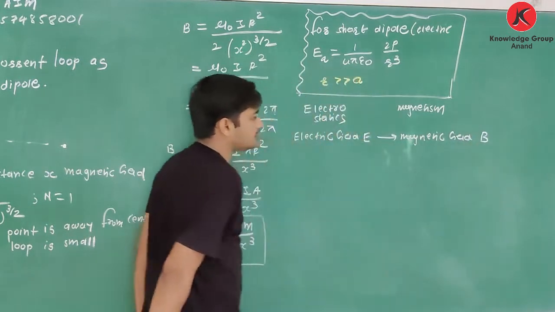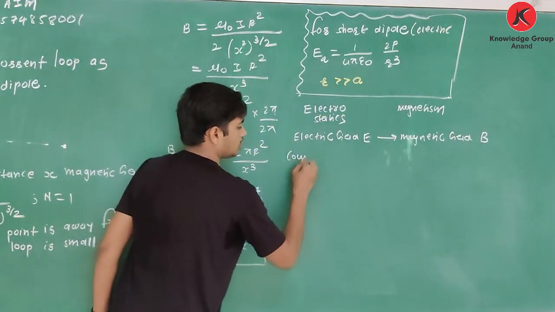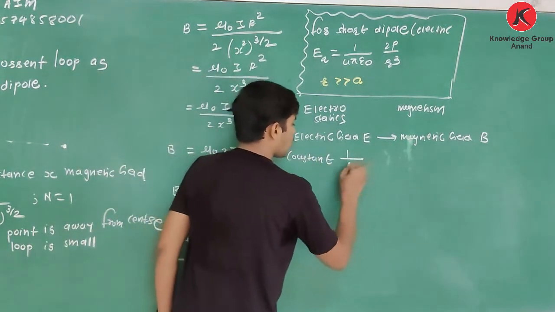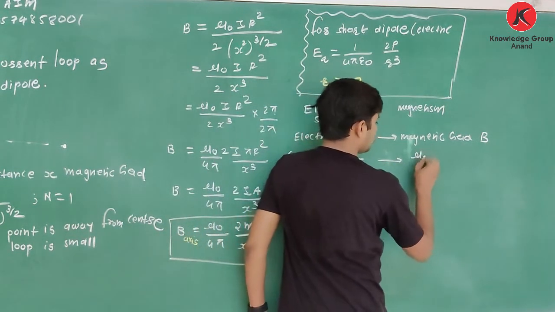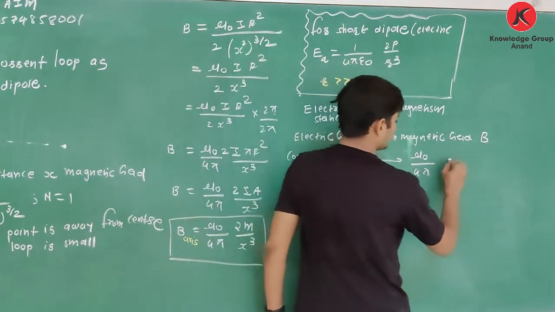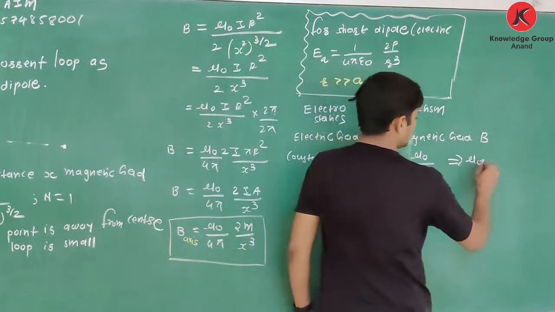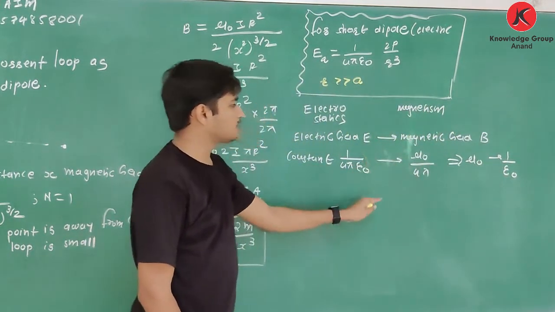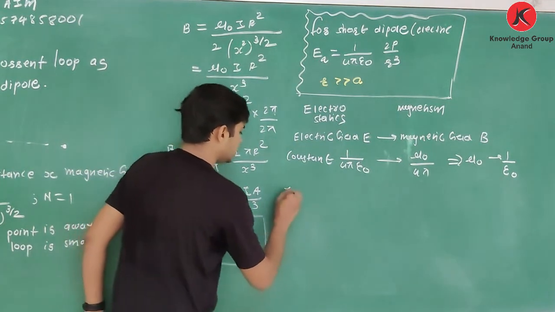Clear about this? Another comparison, constant for constant. In electrostatics, which constant is used? 1 upon 4 pi epsilon 0. Here, which constant is used? Mu 0 upon 4 pi. So 4 pi, then you can also write mu 0, 1 upon epsilon 0. Yes, mu 0, 1 upon epsilon 0. Comparison, okay.